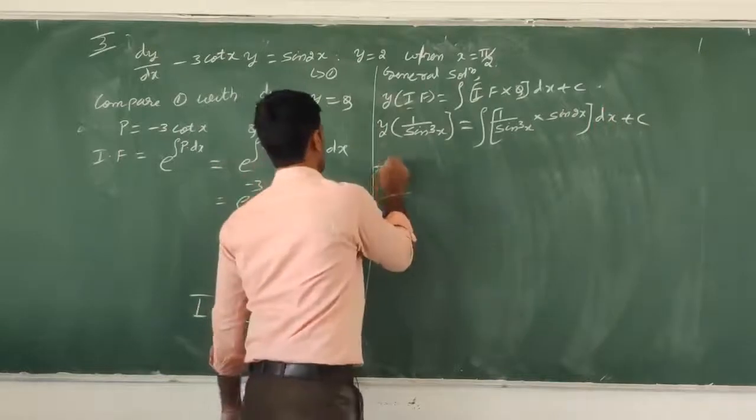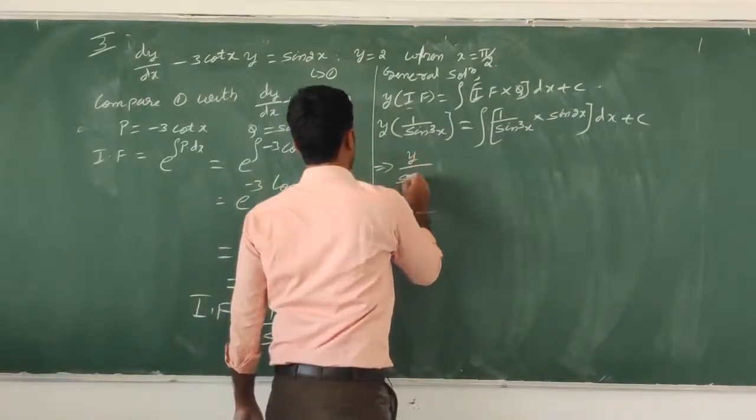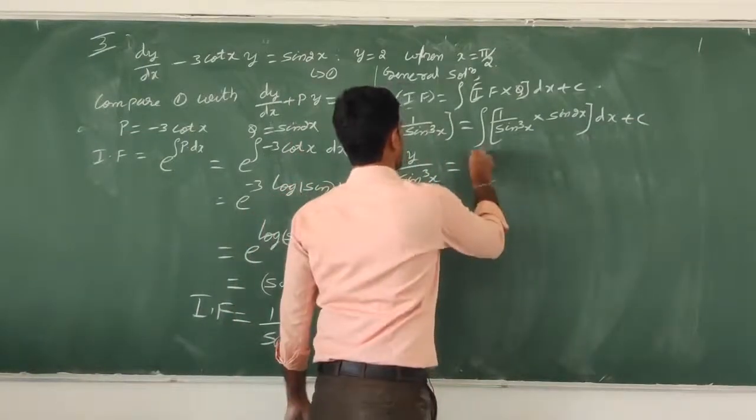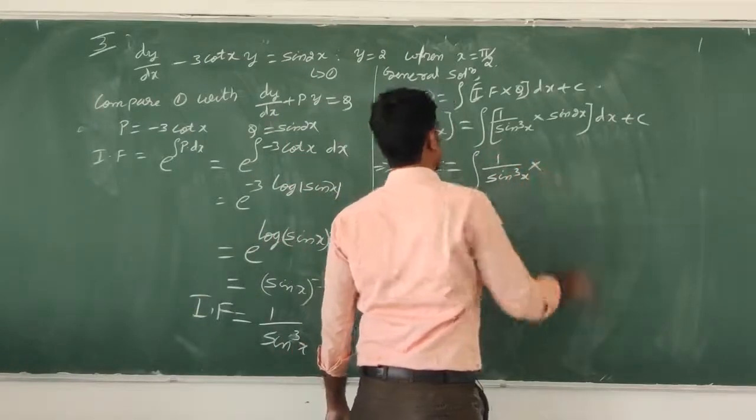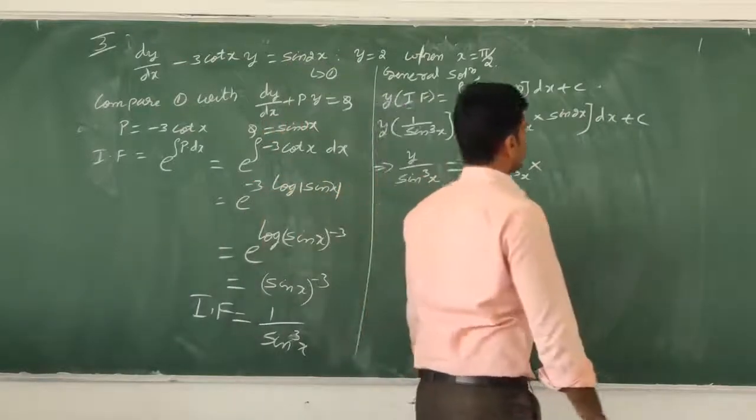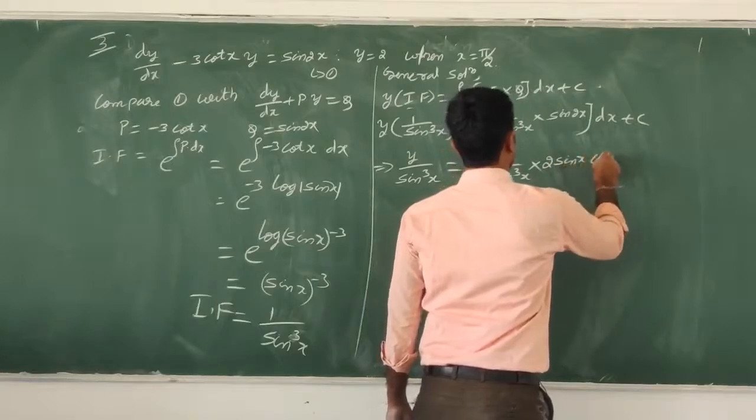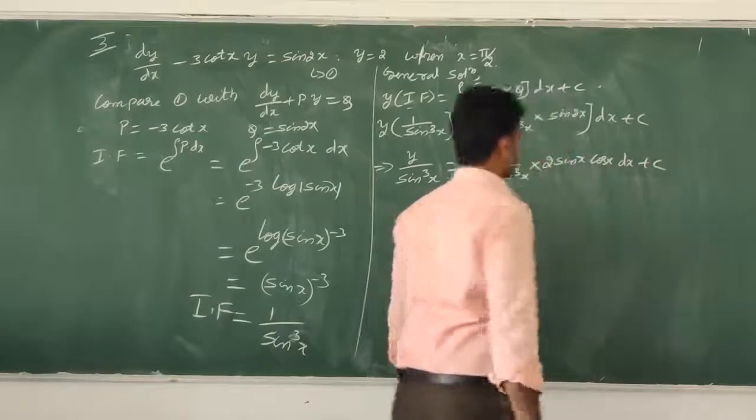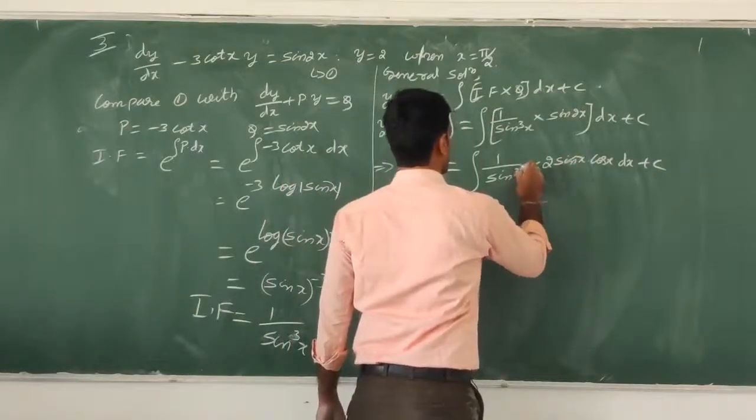So this implies that y by sin cube x is equal to integration of 1 by sin cube x into sin 2x. Using the multiple angle formula, sin 2x can be written as 2 sin x into cos x, whole dx plus c. Here sin x cancels, and sin square x remains.